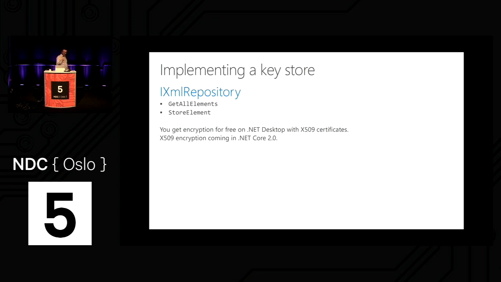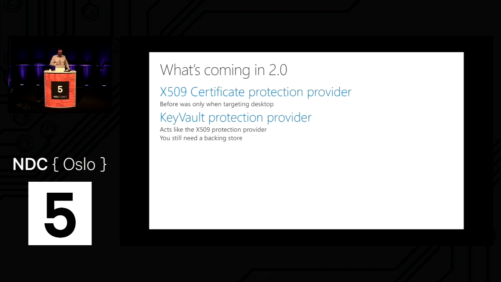So on .NET Desktop, we allowed X509 certificates. We did not have enough support in 1.0. In .NET Core 2.0, yes, you can now finally use certificates to protect your keyring, and you should. Or if you're running in Azure, you can use Key Vault.